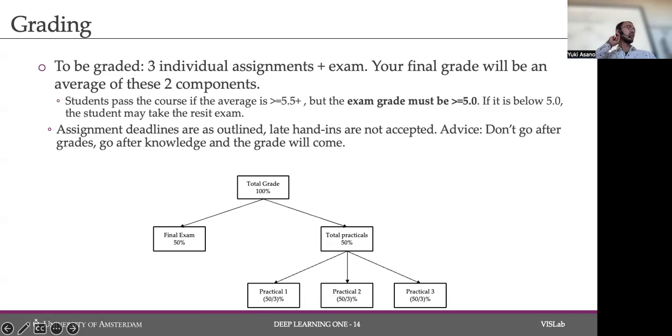The assignment deadlines will be outlined and late attendance, again, not accepted. And as I said, don't necessarily go after the grades or learning stuff by heart. Go after the knowledge and go after the intuition and the fun. Because some things are very, very interesting in deep learning. So I hope you will see this as well.